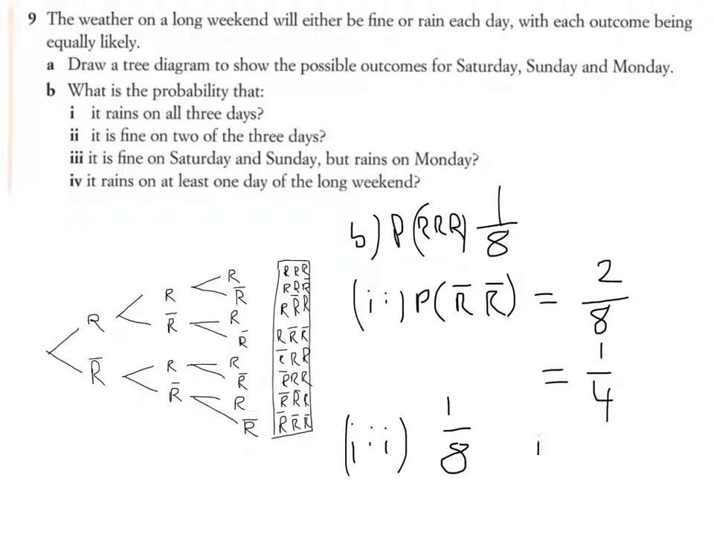And finally, for question 4, getting close to my time limit, it rains on at least one day of the long weekend. At least one day, which means that if it rains on all 3 days, that counts. So that counts, that counts, that counts. That has at least one day. In fact, the only occurrence that doesn't count is this one, so the probability is 7 out of 8.